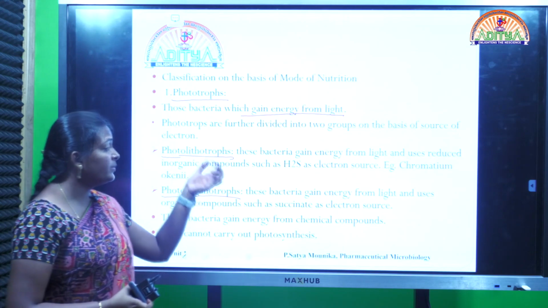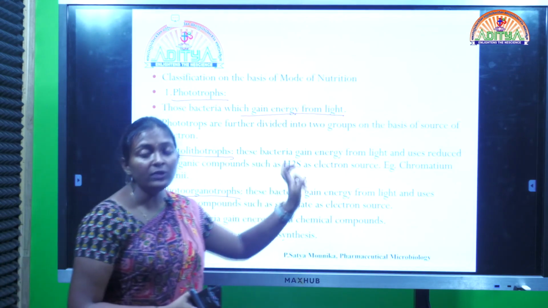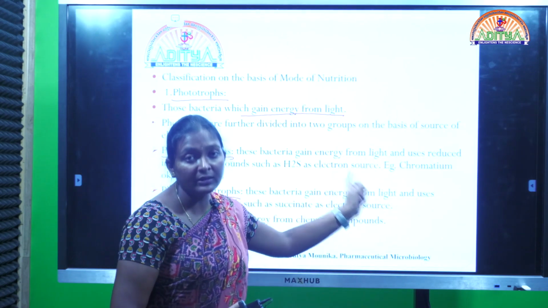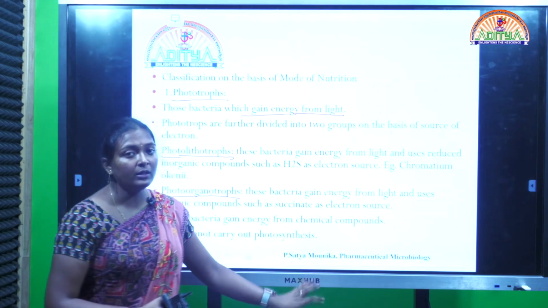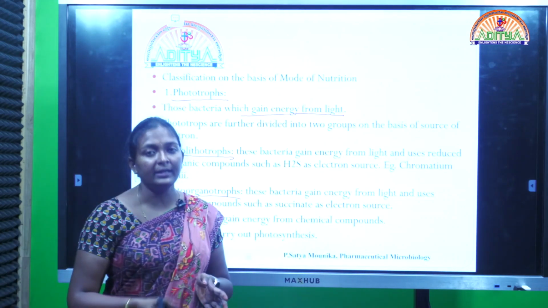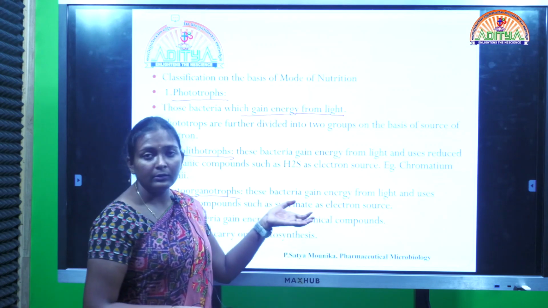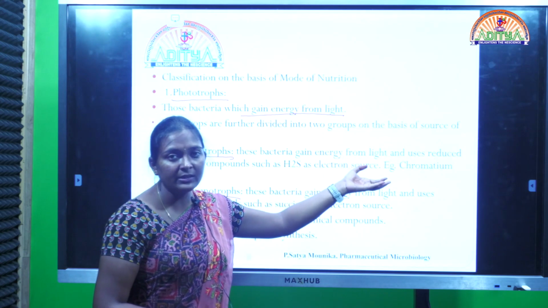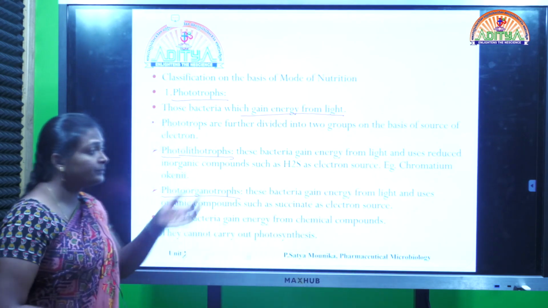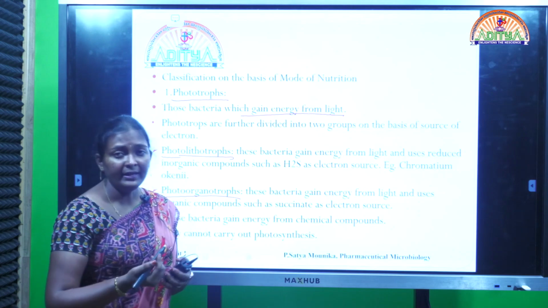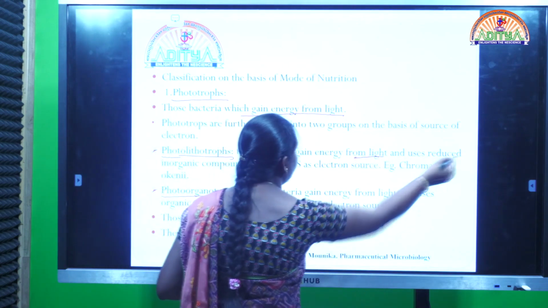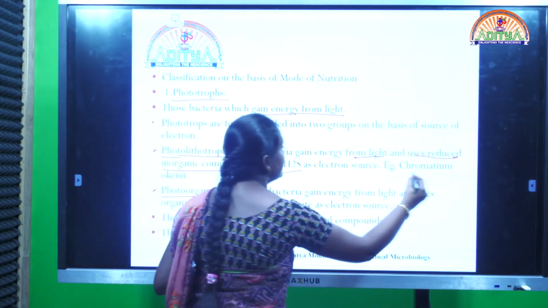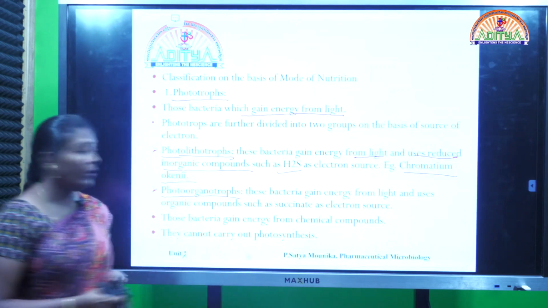Coming to the photolithotrophs, here the bacteria would obtain energy from the sunlight, but they are also obtaining their nutrients from inorganic compounds, but not organic compounds. The difference between organic and inorganic is that the carbon containing compounds are called organic, while the other elements come under the inorganic compounds. So here along with the light, the bacteria is gaining energy from reduced inorganic compounds like H2S. And the example for this type of bacteria is called Chromatium ocani.